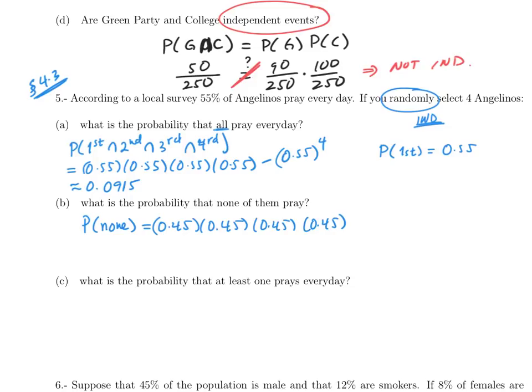So you have 4 people. The only way that all of them don't pray, the first one has to say no, the second one has to say no, the third one, and the fourth. And you multiply, this is around 0.04110. Now the last part is asking what's the probability that at least one prays.